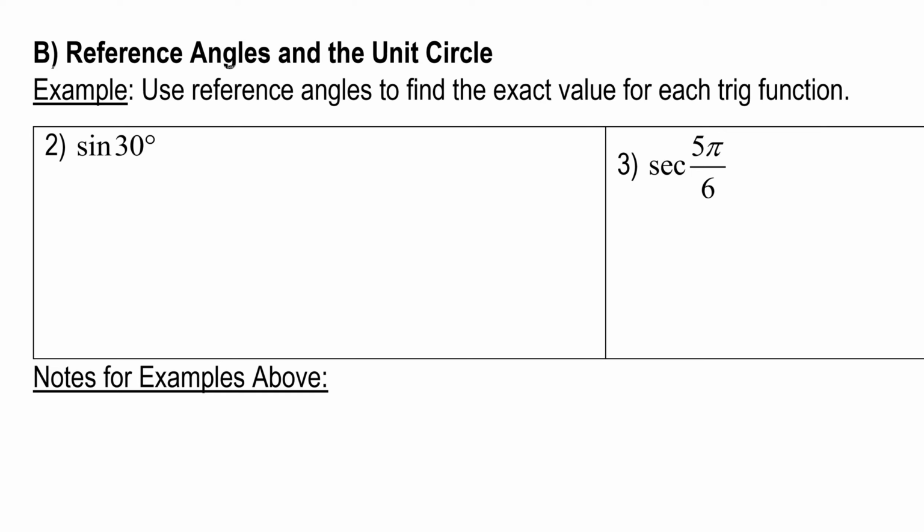So the unit circle we have on the last page, we're going to look up these values and just write the value. Pretty easy. So I want sine of 30.